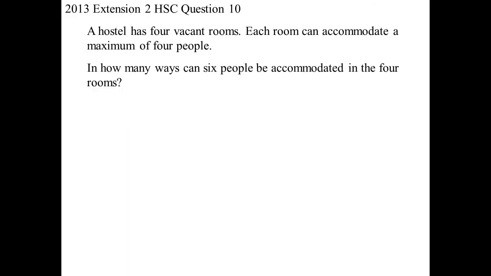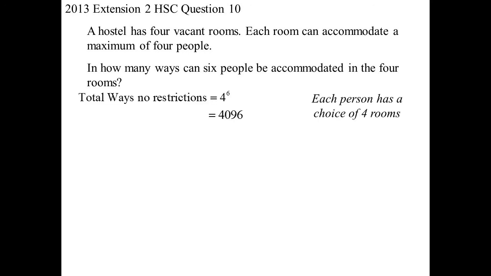Let's try another one. This one comes from an extension 2 HSC. A hostel has 4 vacant rooms. Each room can accommodate a maximum of 4 people. How many ways can 6 people be accommodated in the 4 rooms? So the first thing I'm doing is total number of ways, no restrictions. If there was no restrictions, then it's 4 to the power of 6. Right? Because there's 4 vacant rooms, but there's 6 people coming along. So the first person's coming along, I've got 4 to choose from. Second person comes along, I've got 4 to choose from. Third person, that's 4 times 4 times 4, 4 to the power of 6.